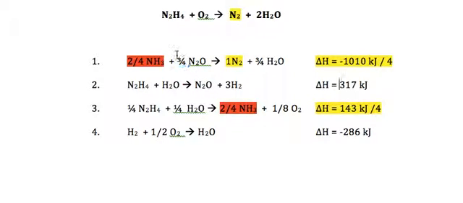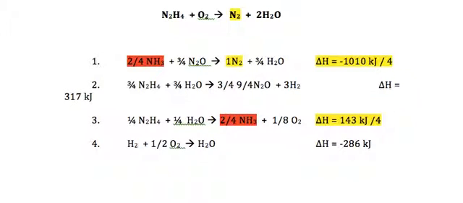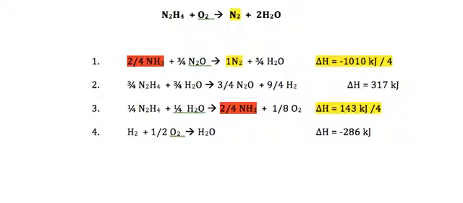But again, we need to make sure those quantities match. So I'm going to multiply this whole thing by 3/4. So I have 3/4 that. 3/4 water. 3/4 N2O. And 3/4 times 3 would be 9/4. 9/4 hydrogen. There. 3 times 3/4. And of course, don't forget the energy then needs to be multiplied by 3/4.